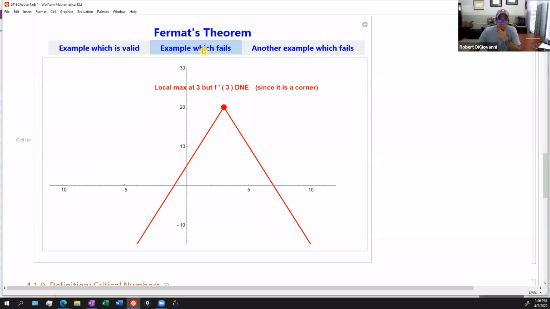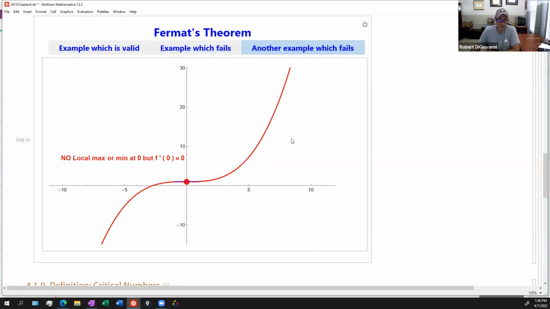Here's an example that doesn't work. There you go. This point is a local max, but the derivative doesn't exist here. What I'm trying to say is, just because I tell you you have a local maximum is not enough for you to say the derivative has to be zero. But if I tell you you have a local maximum and that the derivative exists, then you can say that the derivative must be zero.